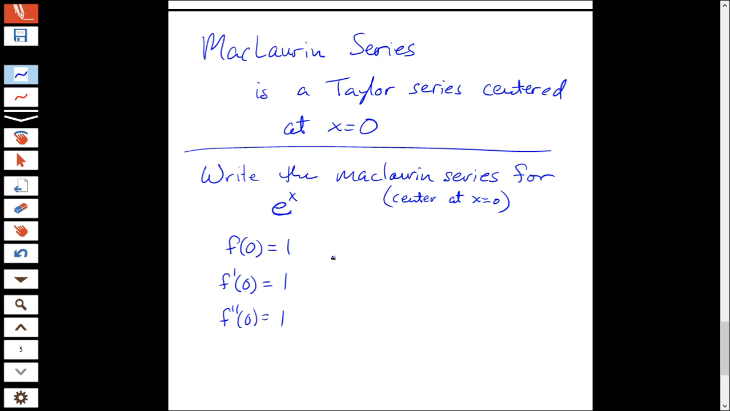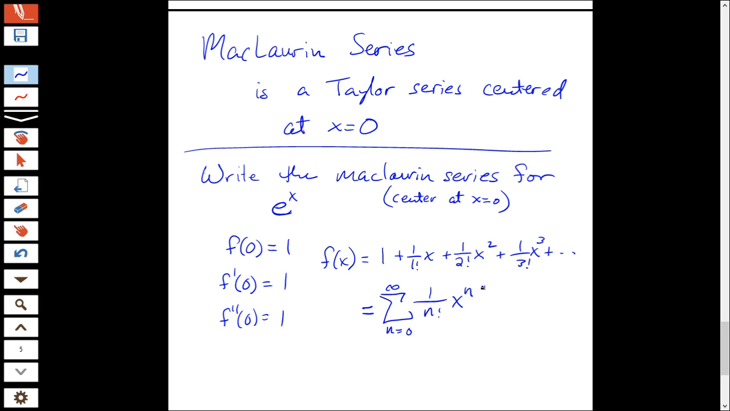So that means our particular f of x is going to be 1 plus 1 over 1 factorial x plus 1 over 2 factorial x squared plus 1 over 3 factorial x cubed, and so on and so forth. We could actually write this out as the sum from n equals 0 to infinity of 1 over n factorial x to the n, which is going to be its Maclaurin series.